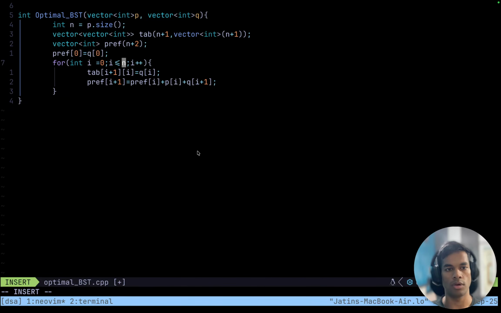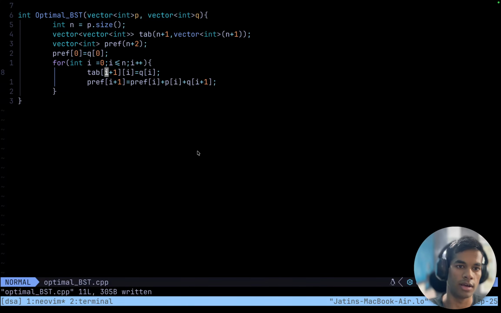Tab 0 when I'm not choosing any nodes. When I'm not choosing any nodes, the answer would be, this is going up till n.